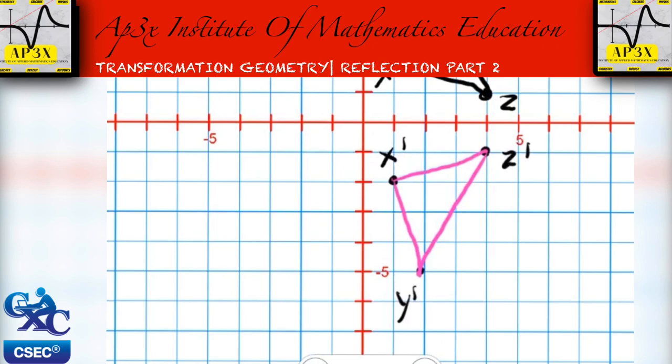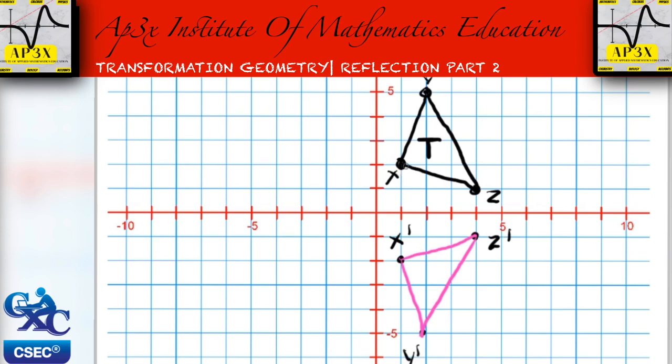And just to connect our previous video with what we are currently learning now, you're going to find here that x is 2 units above the x-axis, so automatically x prime is going to be 2 units below the x-axis. Z is a mere 1 unit above the x-axis, so z prime is going to be 1 unit below the x-axis. And of course y here is 1, 2, 3, 4, 5 units above the x-axis, so y prime is going to be 1, 2, 3, 4, 5 units below the x-axis. So you can see that the calculation actually aligns with the graphical demonstration.